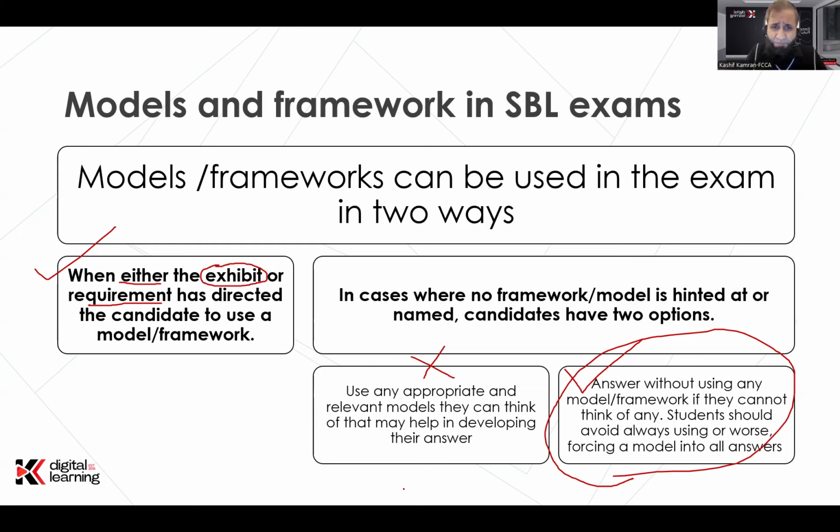Okay, that's great. So that was the only purpose of this session, just to clear up any confusions you have about forceful application of models and theories in the SBL paper. The purpose was to mitigate that. The purpose was to clarify that you will only be writing models in your answer when specifically asked for, and otherwise you can just answer a question without a model.